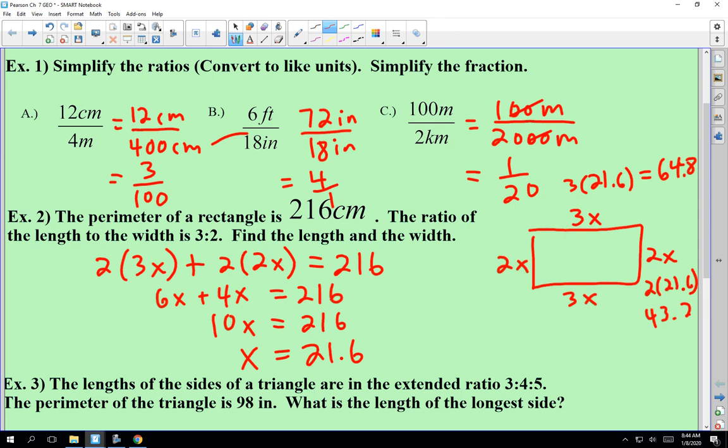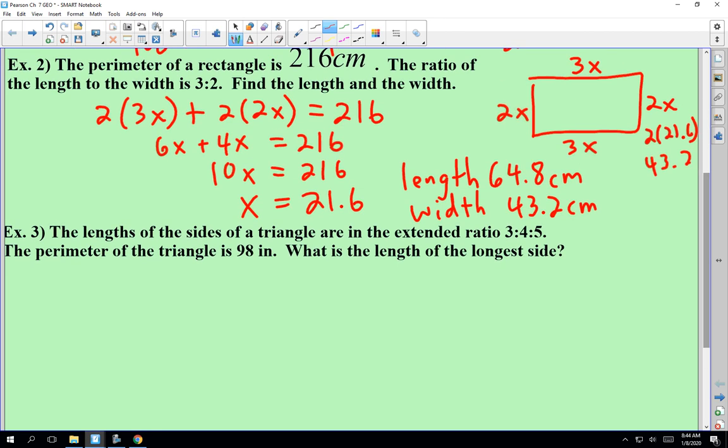So here it is. The length is 64.8. What are units? Centimeters. And the width is 43.2 centimeters. So using a little bit of algebra to solve that. Does that make sense on the setup? You understand how I got the 3x and 2x? I guess that's something new. Does that make sense? It's 3 times something and 2 times something to get that ratio because of the fact that it's been reduced.